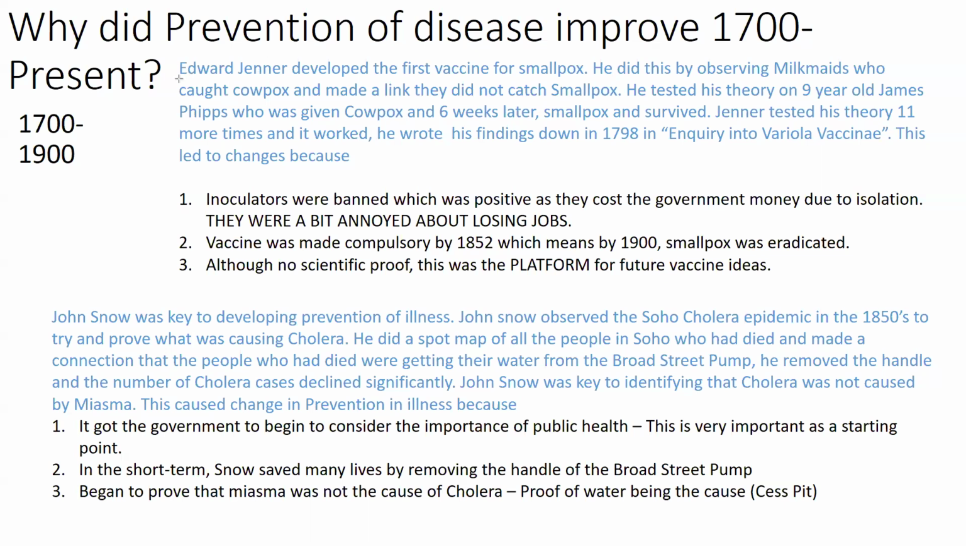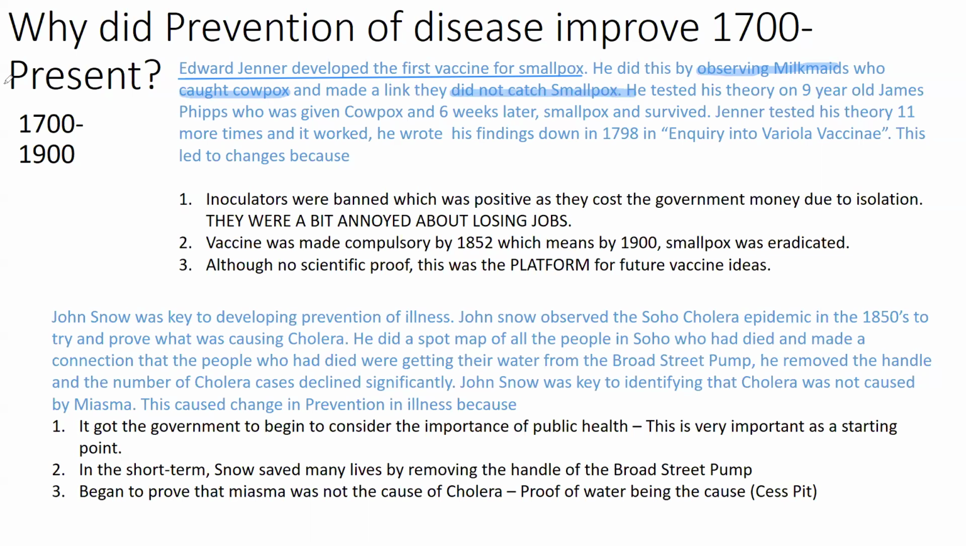The way to remember Jenner is he developed the first vaccine for smallpox. If that's the basics that you remember, fine, happy days. But at the very minimum, that's the story. Now, how did he do it? He observed milkmaids who caught cowpox, and he made a link that anyone that caught cowpox did not catch smallpox. That was his observation. However, he needed to test it.